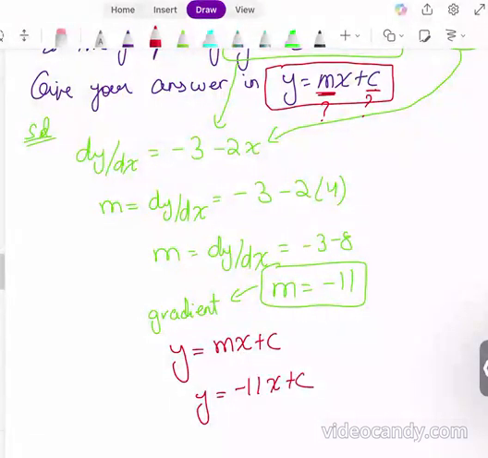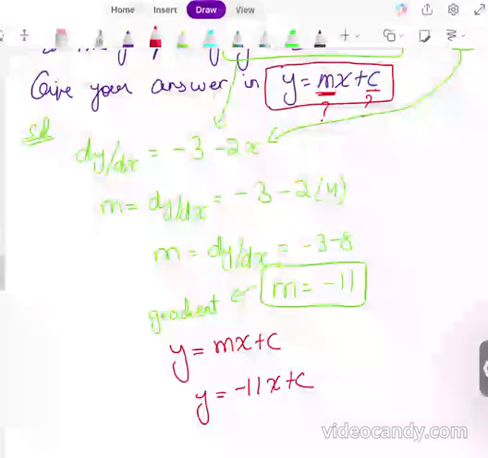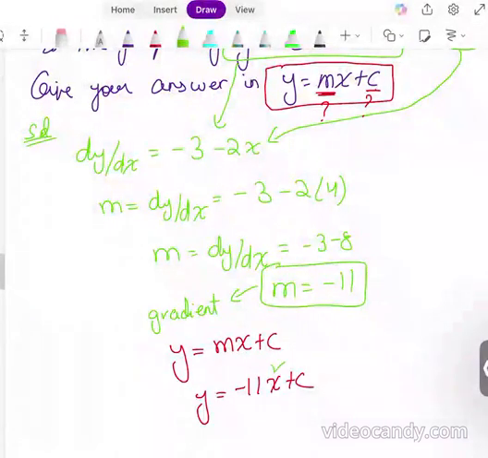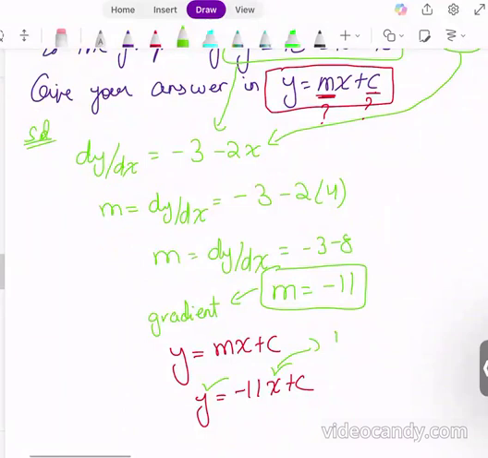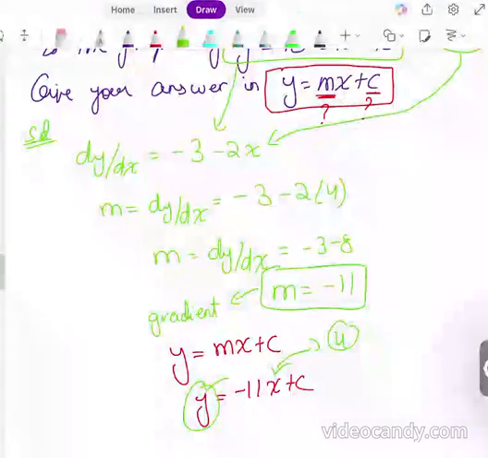Now if I want to find the value of c, it is important that I have a value of x and y. The value of x is already given in the question, that is 4, but I don't have a value of y. Listen to me very carefully. We got the gradient. I hope there is no confusion. Everything is clear till the gradient? Yes, sir.